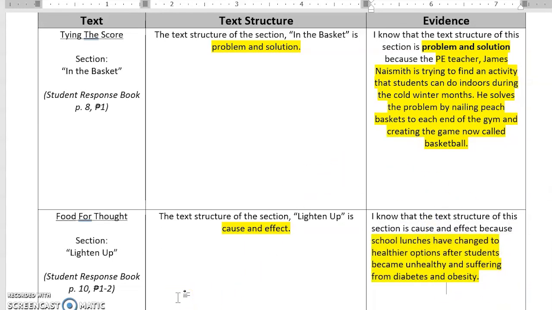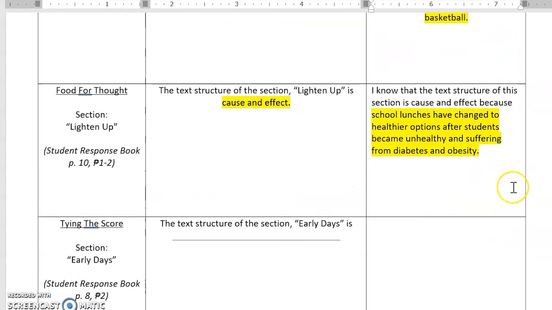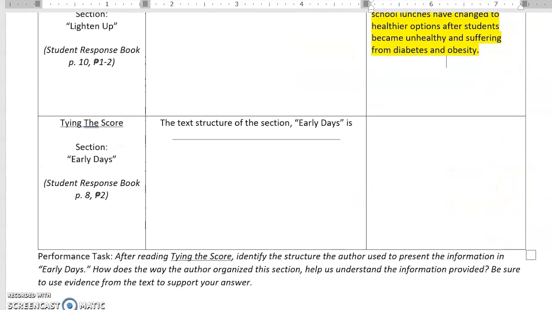Okay, great job. Tomorrow we're actually going to go back to the text, and you are going to have an opportunity now to do the same work that we have done, where you will look at one of the sections and determine the text structure and provide evidence for your thinking.